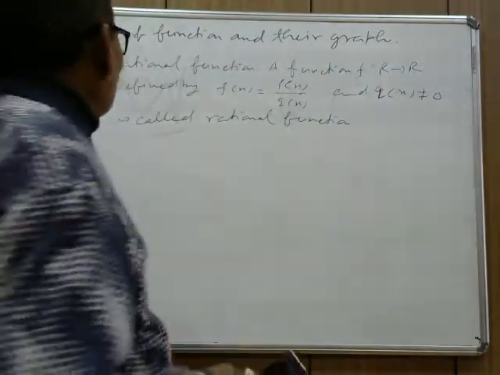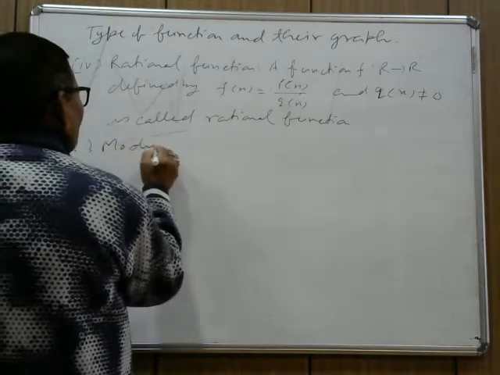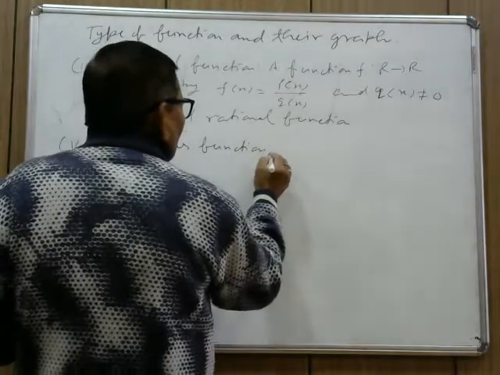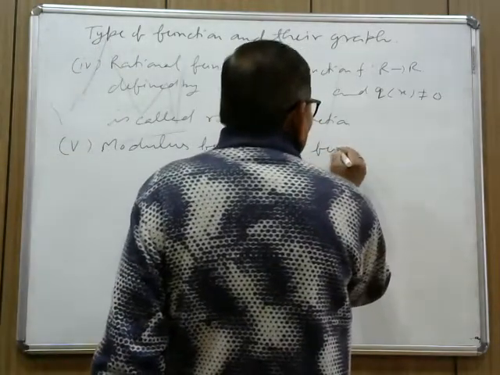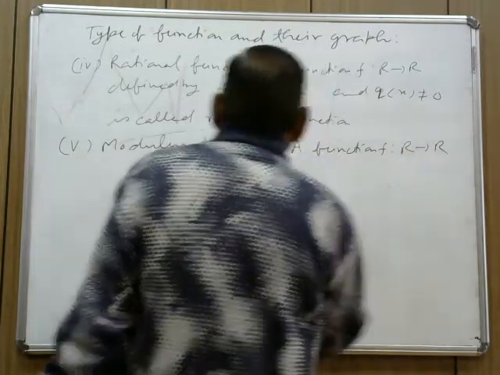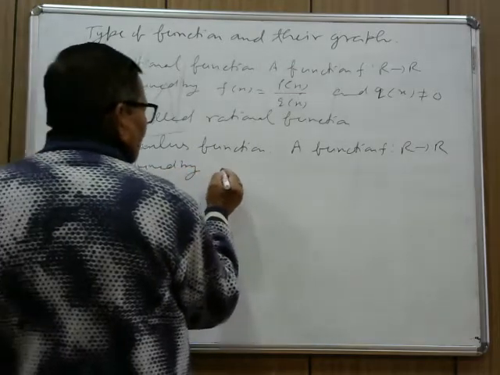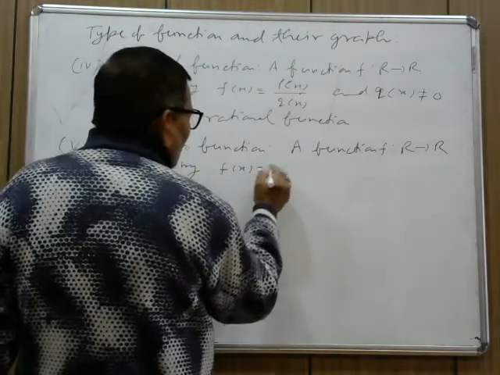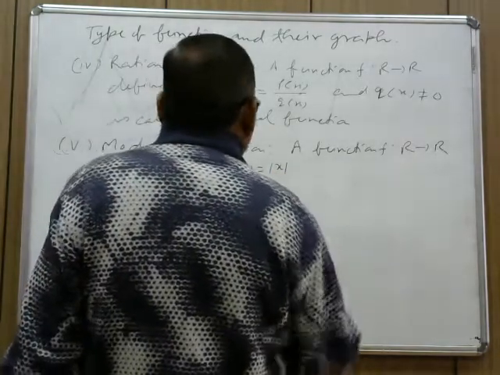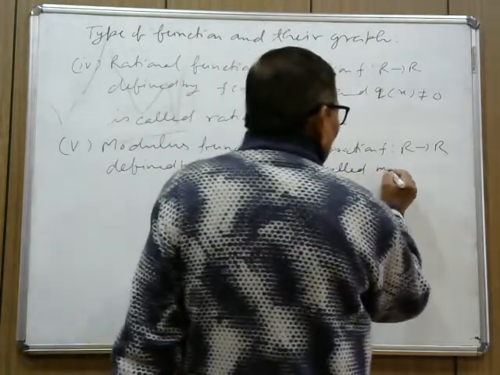Now next one is the modulus function, fifth. A function f such that R to R defined by f(x) is equal to mod x. It always assumes the positive value. It is called the modulus function.